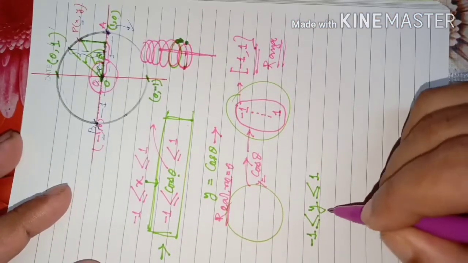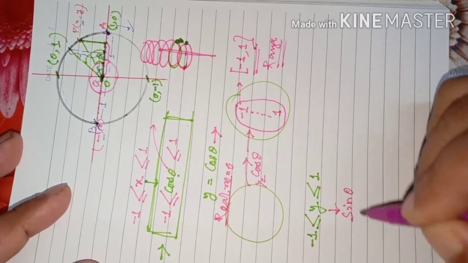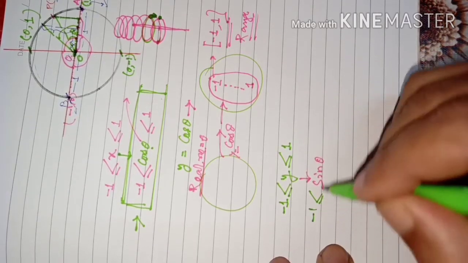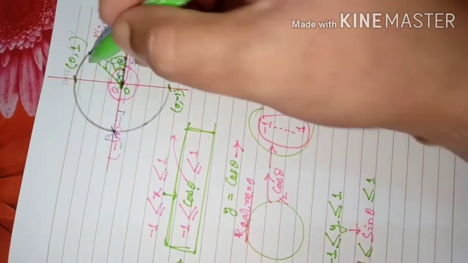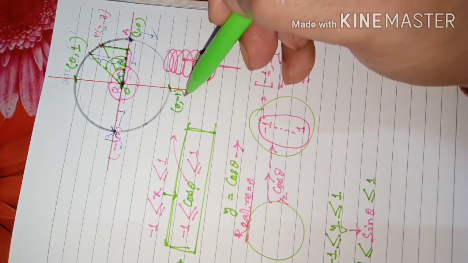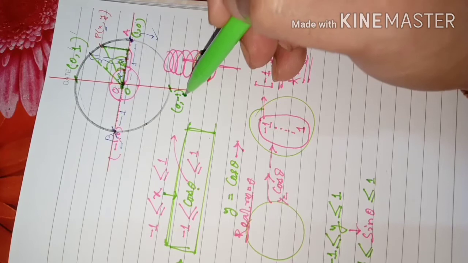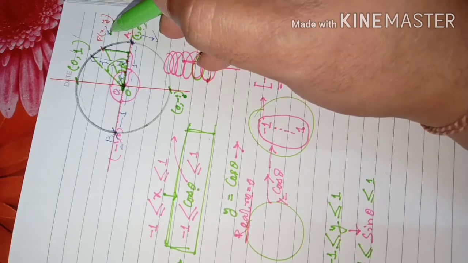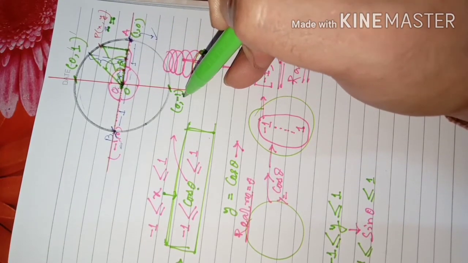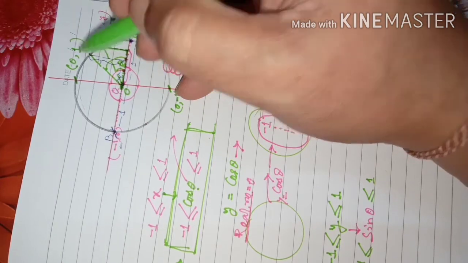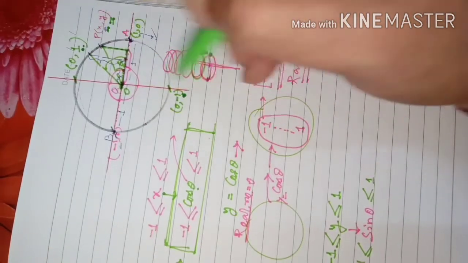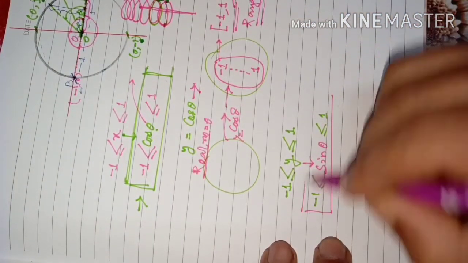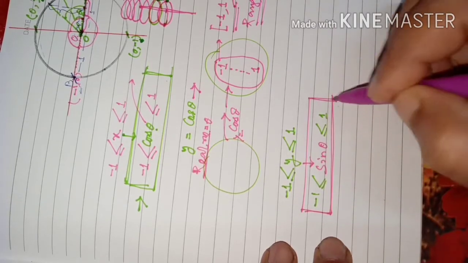The maximum value y is represented by what? Sine of the angle theta, sine theta. So that means sine theta values will lie between minus 1 and plus 1, because the maximum value of sine theta is plus 1 and the minimum value of sine theta is minus 1. You know that ordinate is sine. This y stands for sine, x stands for cos. So the maximum value is 1 and the minimum value is minus 1. So we can conclude by saying that sine is lying between minus 1 and plus 1.